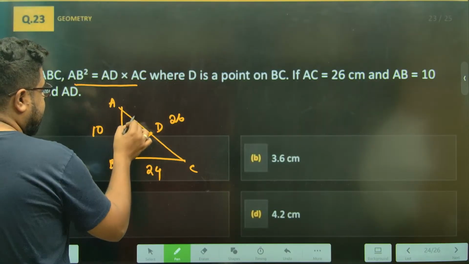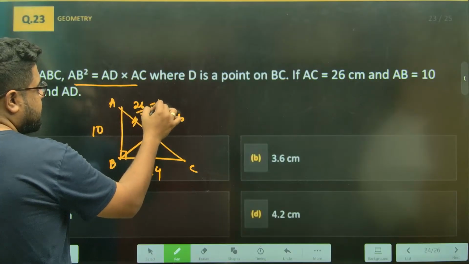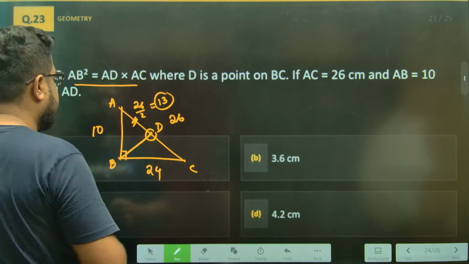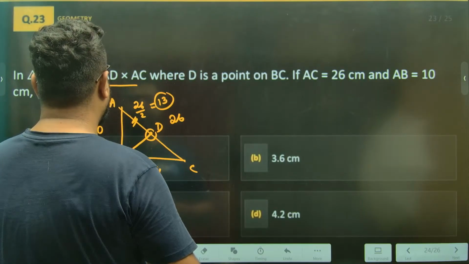But again, I need AD. Acha, AD will be half of that, sir. This is the midpoint always. So this is 13 centimeter. Acha, it's not half. One second.